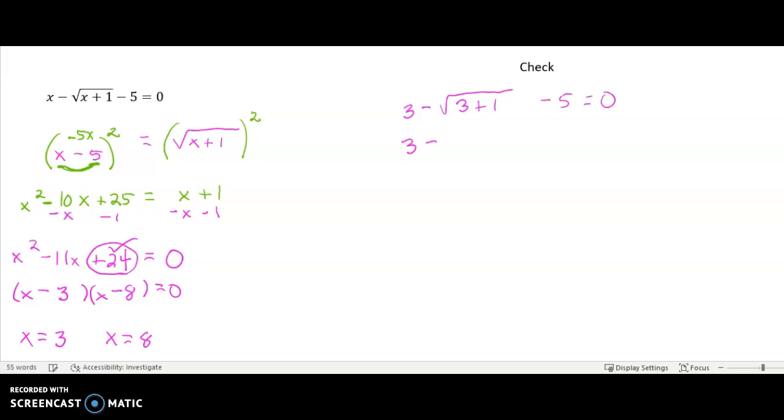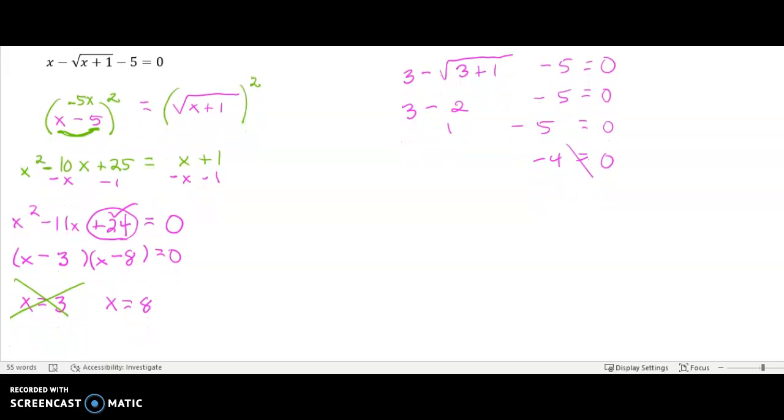3 minus the square root of 4 is 2, minus 5 equals 0. 3 minus 2 is 1. 1 minus 5 is negative 4. Negative 4 does not equal 0. Therefore, 3 is considered to be an extraneous solution. It doesn't work. We'd have to throw that one out.